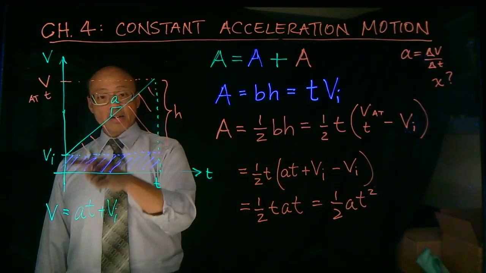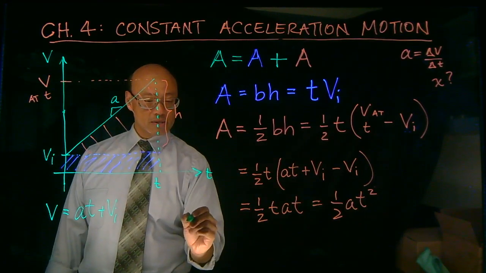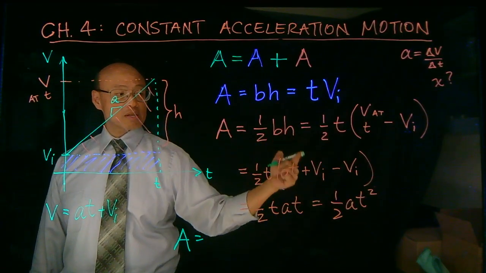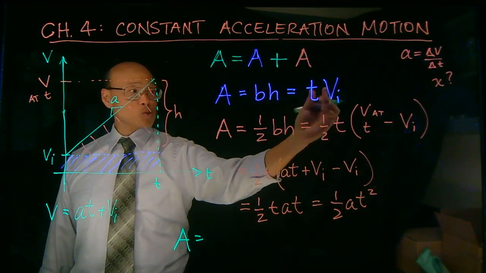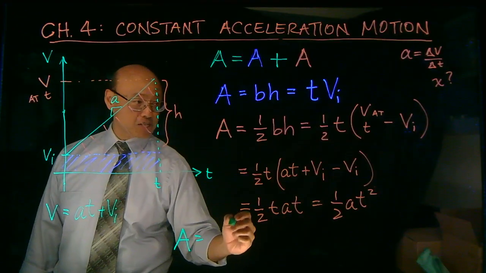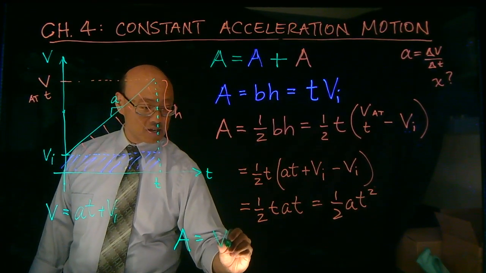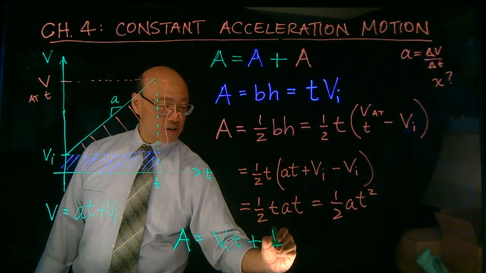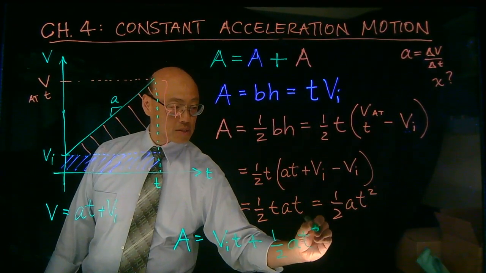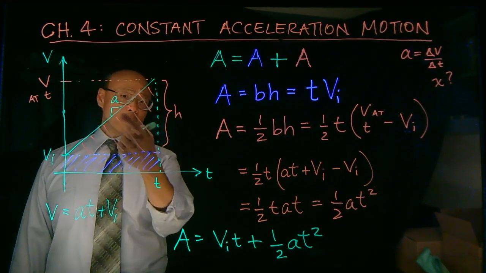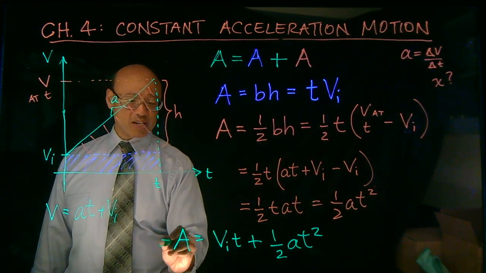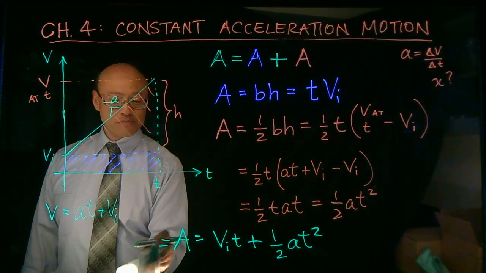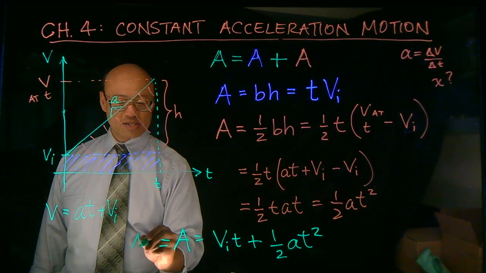So what's the total area? The total area is going to be the blue area plus the pink area. So I'm just going to swap these so you could see the relationships, but I'm going to go vit plus 1/2 at squared. But what's area represent again? That's delta x. We're almost there. We have an expression for delta x.